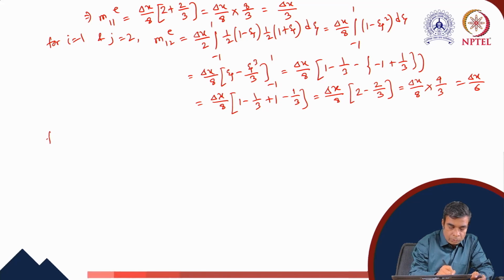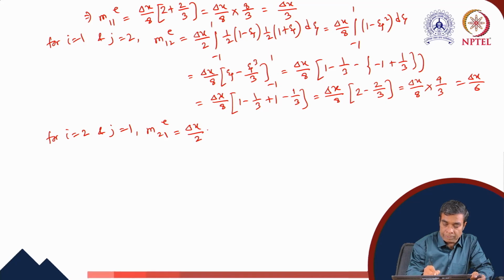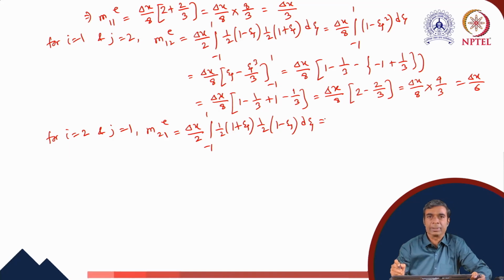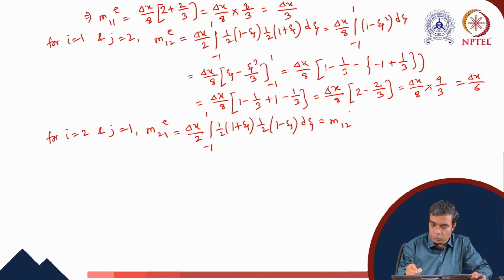Now for i equals 2 and j equals 1, we get M21e equals delta x by 2 integration minus 1 to 1 half of 1 plus xi into half of 1 minus xi d xi. This is exactly the same expression which we got for M12e. So this equals M12e equals delta x by 6 from symmetry.